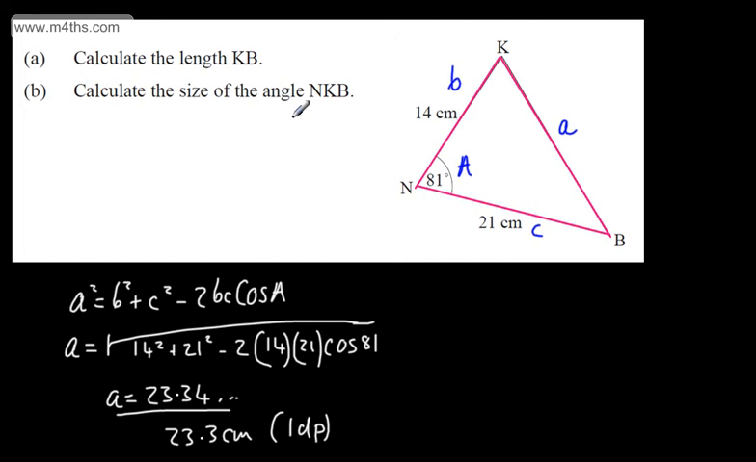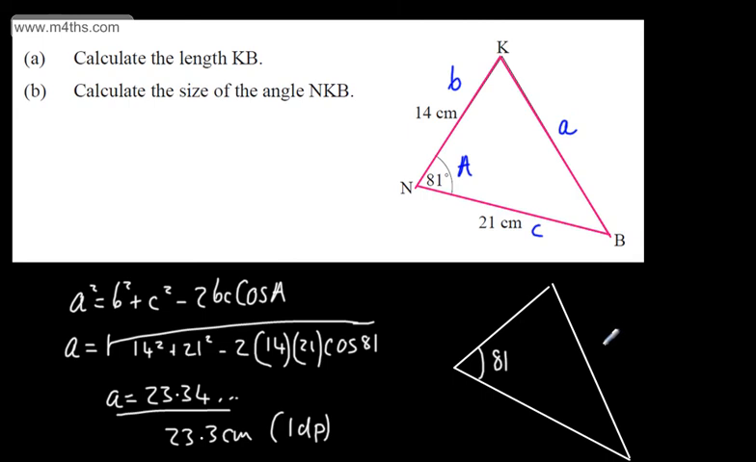We now need to find the size of the angle NKB. This is the angle just here. And what I'm going to do is draw a triangle below. So with my triangle, what we're going to have is the following. It's going to look something like this. So we know that we now have this angle right here. This angle is going to be 81.